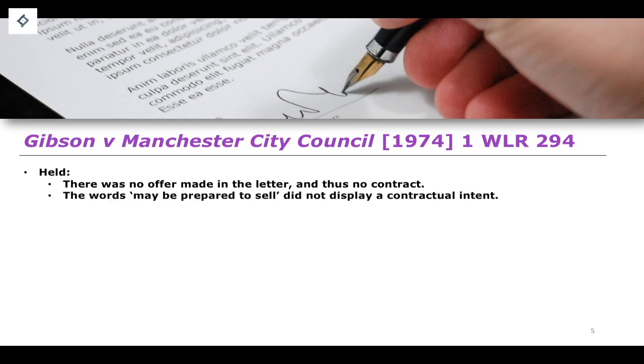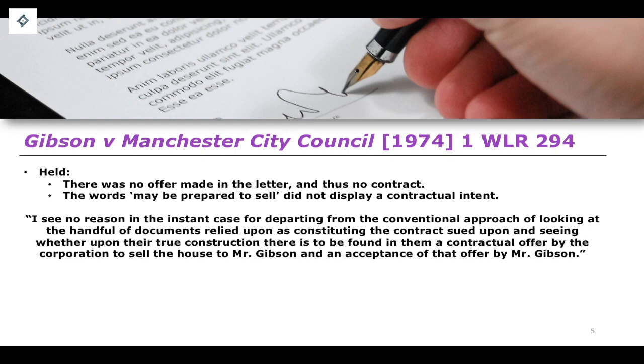The words "may be prepared to sell" did not display the contractual intent that they were going to be prepared to sell. It says here they may be prepared to sell. There was a potential that they could have been prepared to sell, and that the claimant would have to make a formal offer.